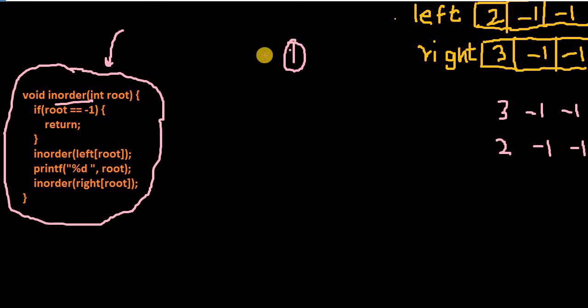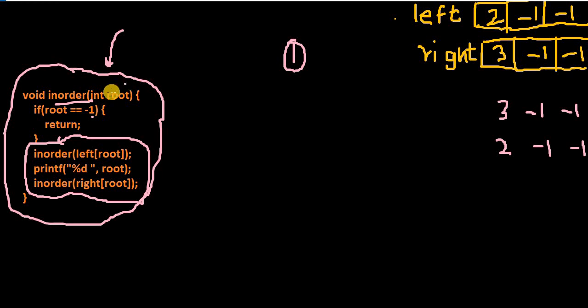First, the root will be passed as 1. So we'll check if it is a minus 1. If yes, we will return. If not, we will use this logic. First we will go Inorder on the left root, and it will go until it gets the minus 1. After this we will print out the value of the root, and after that we will do an Inorder on the right root. So let's check one or two examples.